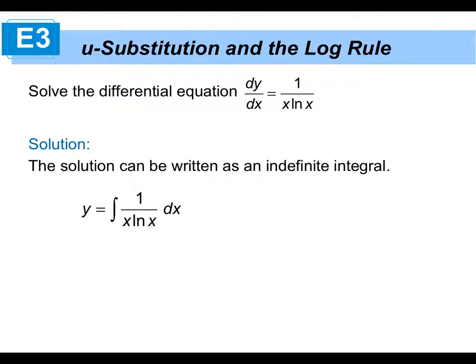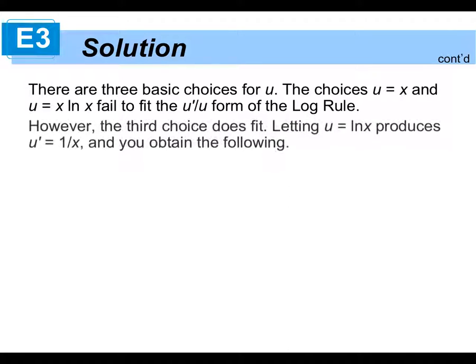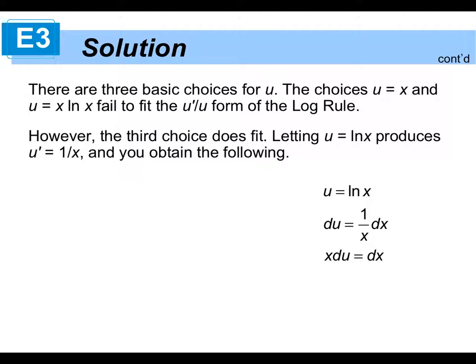What are our possibilities for u? Could be x. That would be kind of silly. What else? Natural log of x. Could be 1 over the natural log of x. Could be 1 over x. Could be that whole mess there. There's a lot of possibilities here. What works? That one. So I choose the natural log of x to be u.